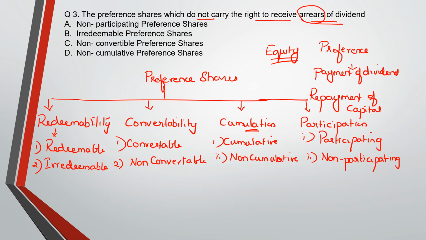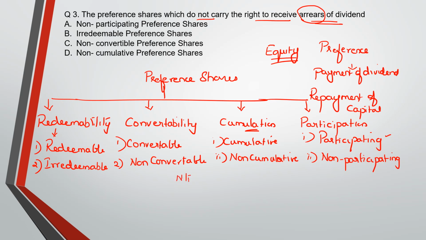Now, in case there's a category of participating preference shares, then those preference shareholders, in addition to getting the first dividend before the equity shareholders, will also be entitled to get a share in the surplus.